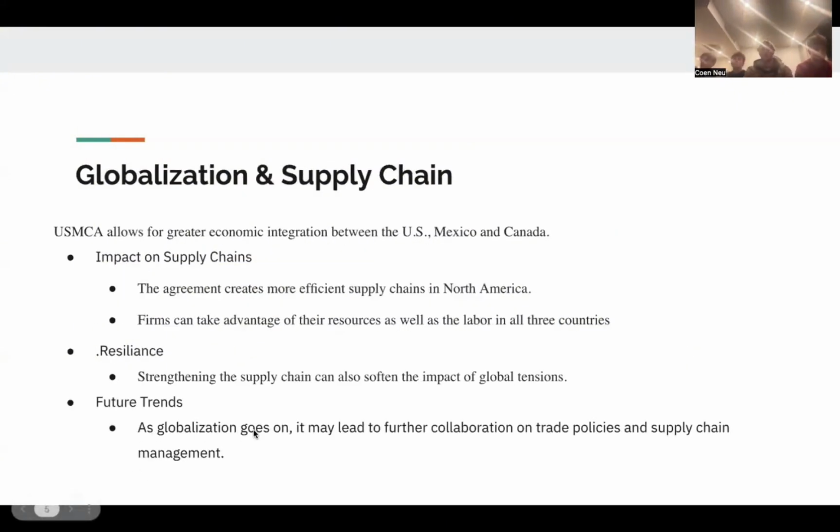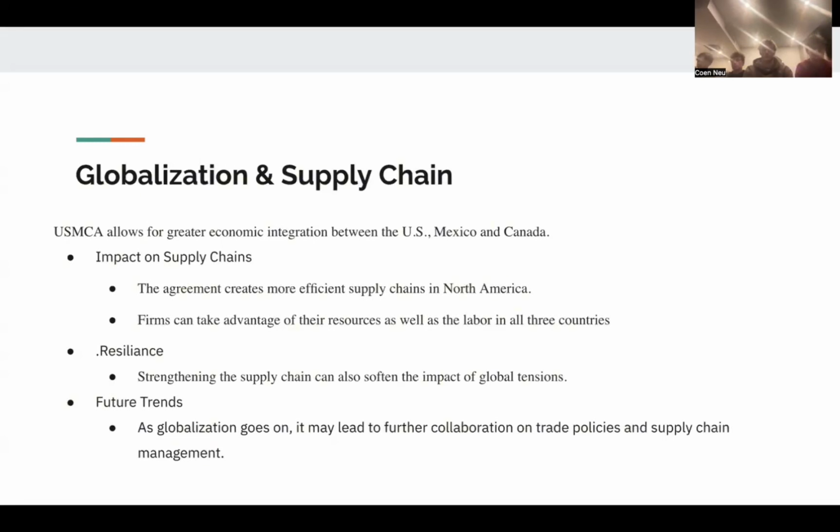So as we kind of figured out, the USMCA helps the US, Mexico, and Canada work together more closely in trade and business. A big benefit of the USMCA is that it improves supply chains. This means that companies can get materials and labor from all three countries. By doing this, they can save money and become more competitive in the market. When companies work together across borders, they can create better products and services for everyone involved.